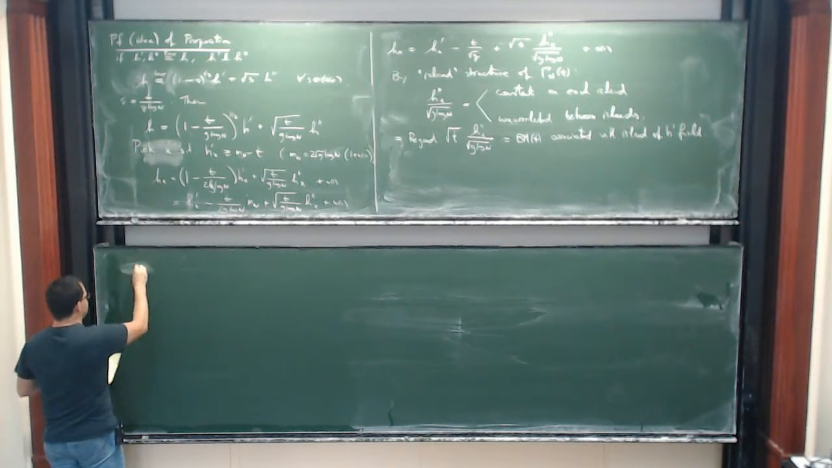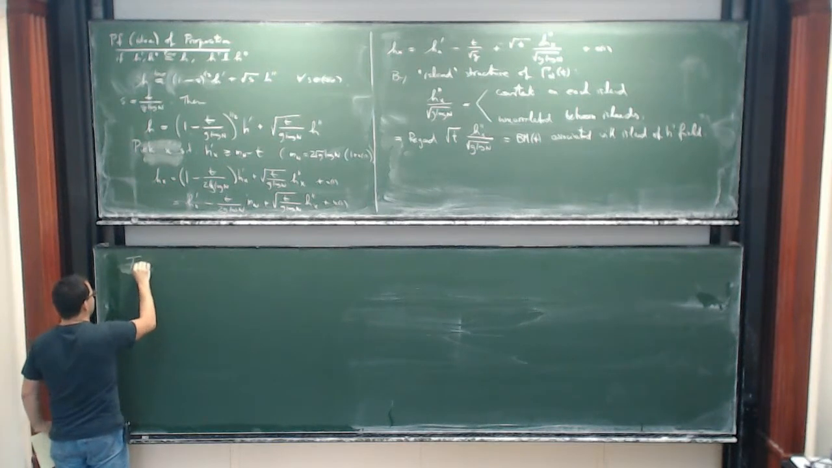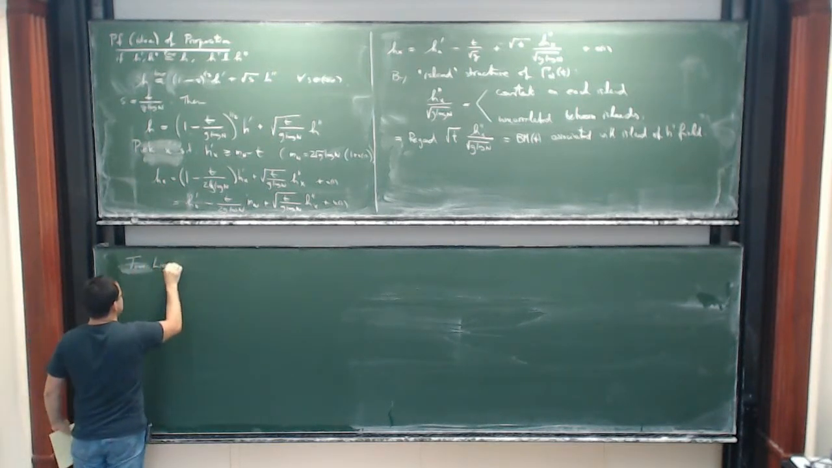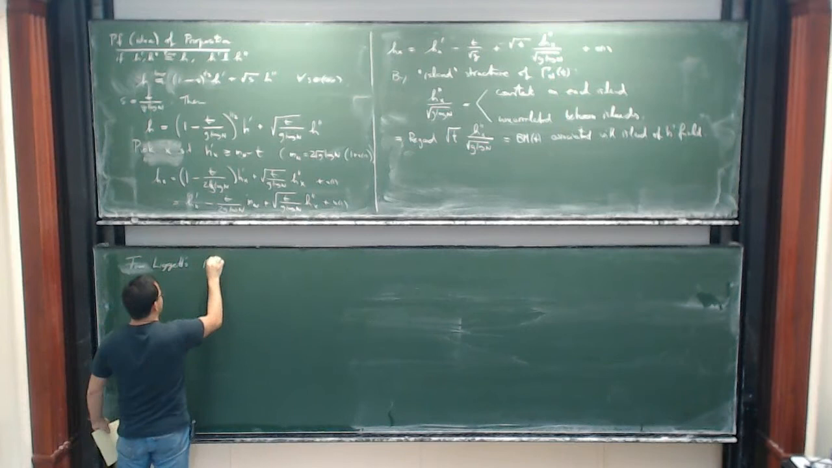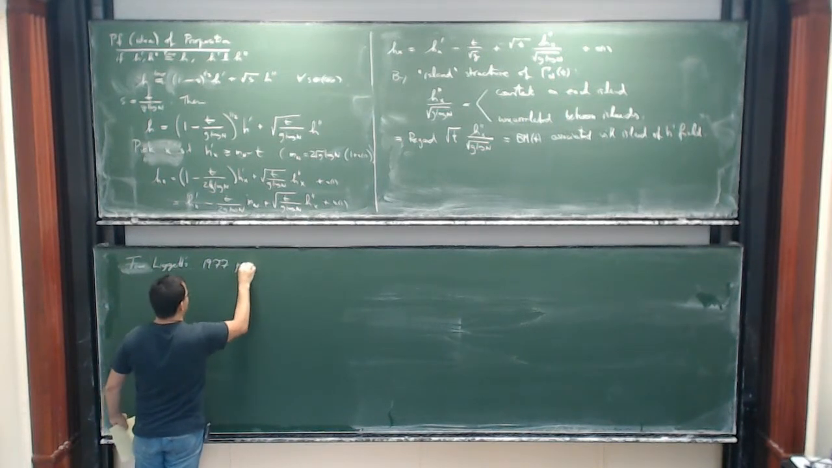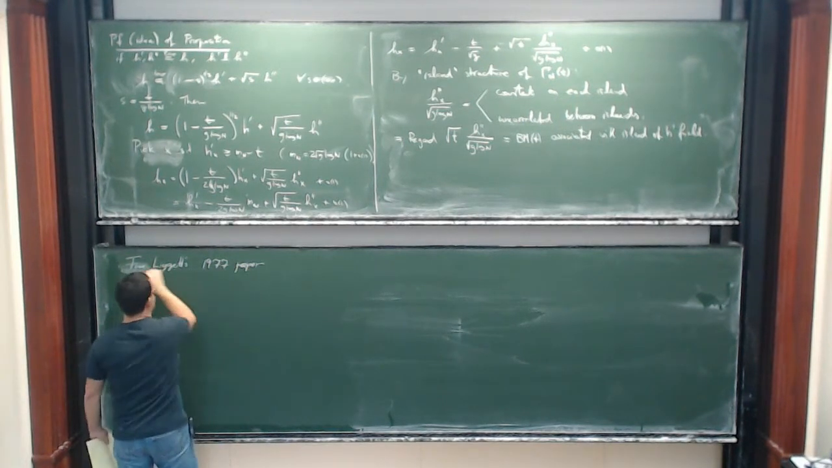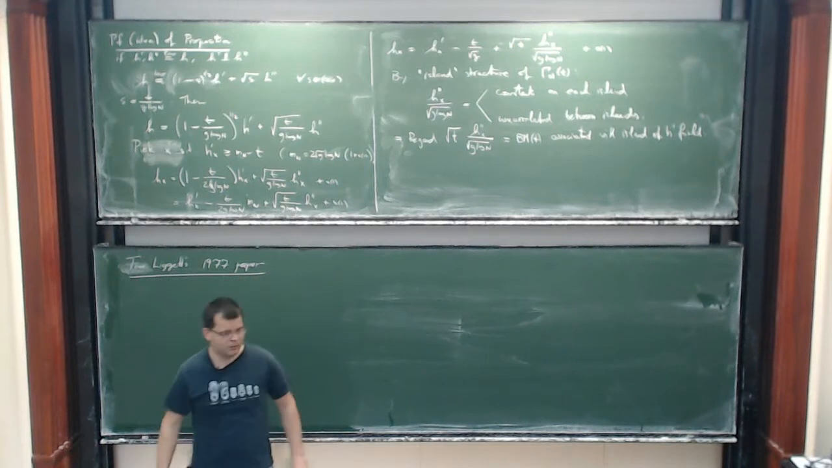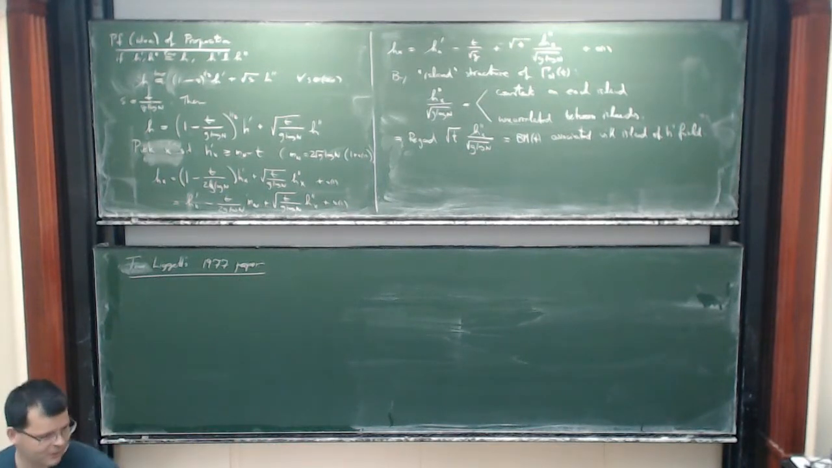Okay, so let me do a little bit of setting. So this is Tom Liggett's 1977 paper. So despite what Anton says, this paper is actually not so well known. Right, that is true, and it has only 10 citations. I guess that may increase now.